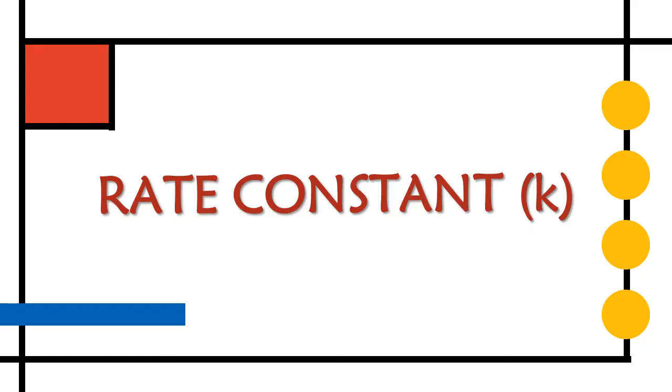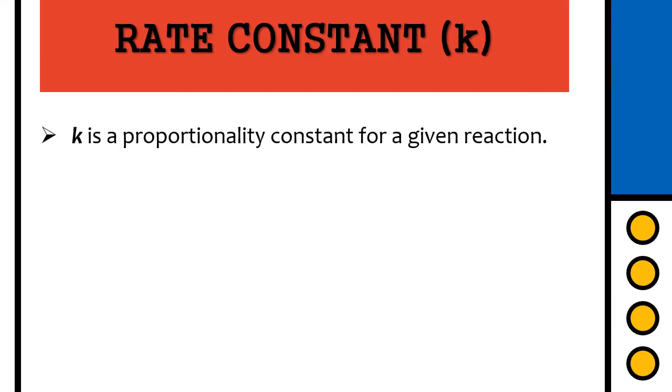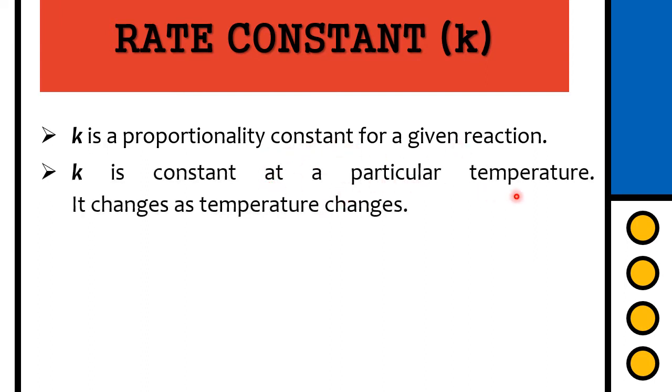Now let's look at the next part. We're going to look at the rate constant, which is k. So what is rate constant k? k is a proportionality constant for a given reaction. This is the definition of k. Basically it's a constant at a particular temperature. Please bear in mind, like the constants we used previously in semester 1, the value of a constant depends on a certain temperature. So as the temperature changes, the value of k will also change.